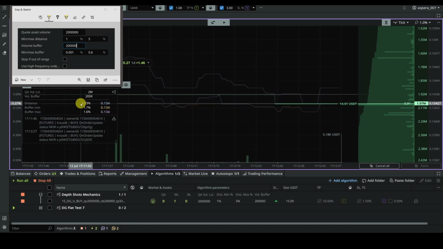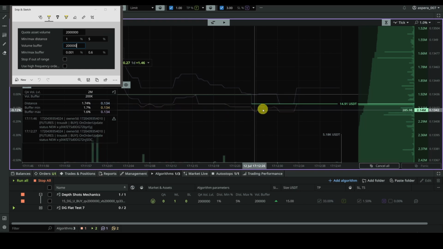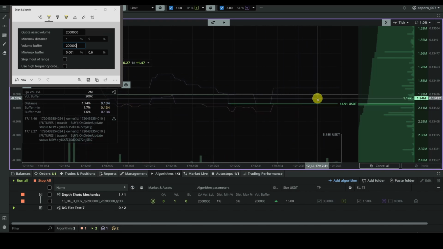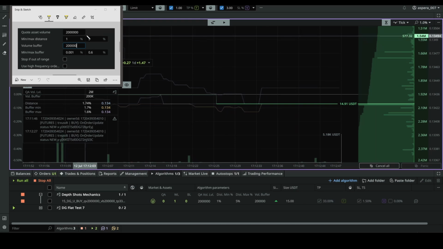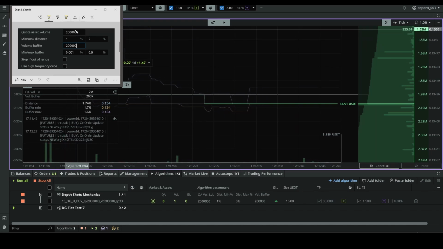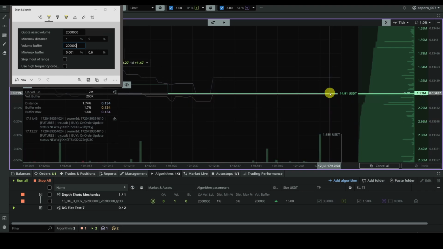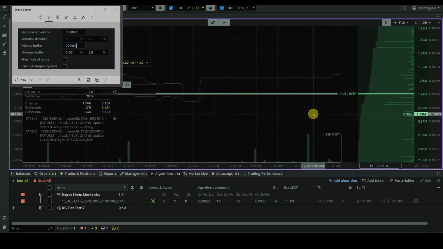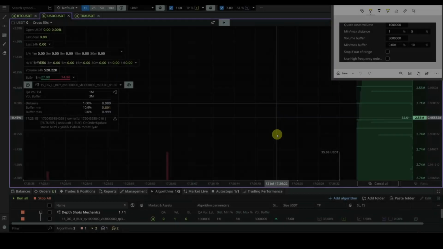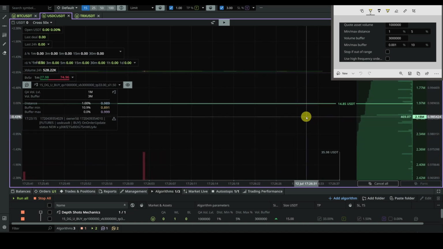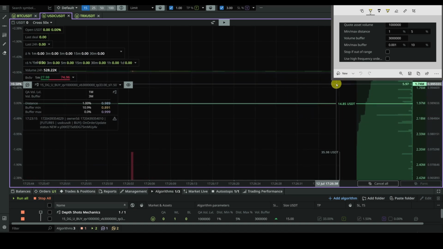The distance here is not actually the distance of the order. It's the distance of this midline that tries to follow the quoted volume, the quoted asset volume as much as possible. Sometimes it's on the same level as the order and sometimes it's not. But I guess I've shown you what I wanted to show you. I've explained everything I've understood so far about this.